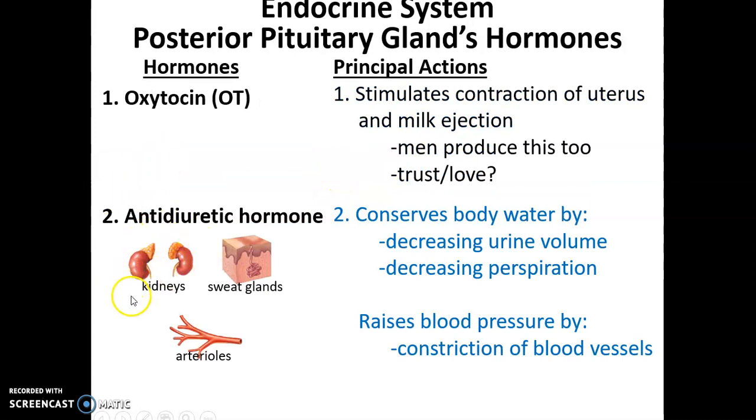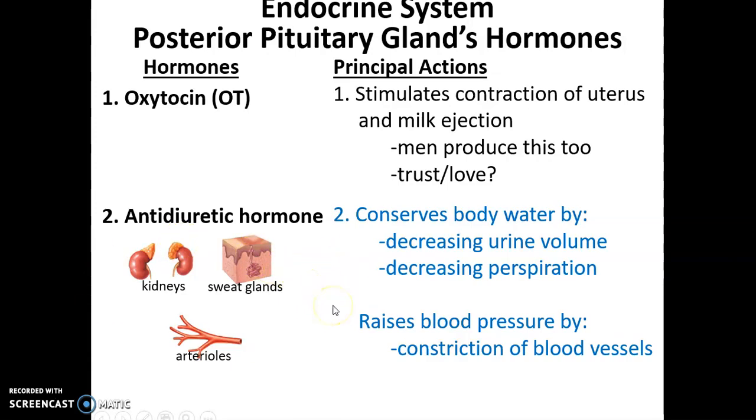The second hormone is antidiuretic hormone. Antidiuretic hormone is produced when you are somewhat dehydrated. So it has two big functions. One is it conserves body water, so it reduces the amount of water the body loses. By decreasing urine volume, it stimulates the kidneys to make more concentrated urine, darker urine, urine with less water in it. And it also decreases perspiration, so that there's less sweating. Again, therefore, less loss of water.